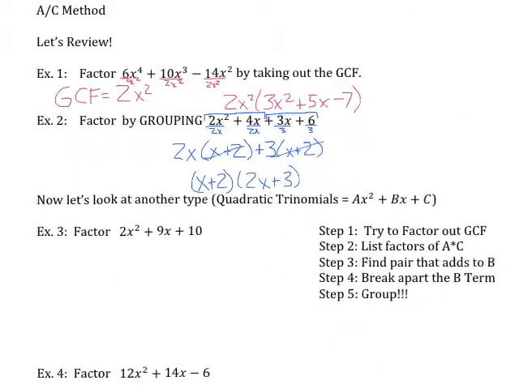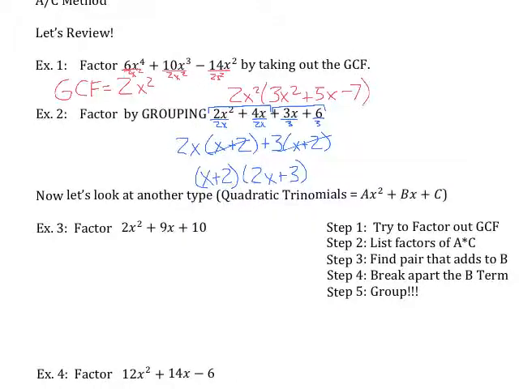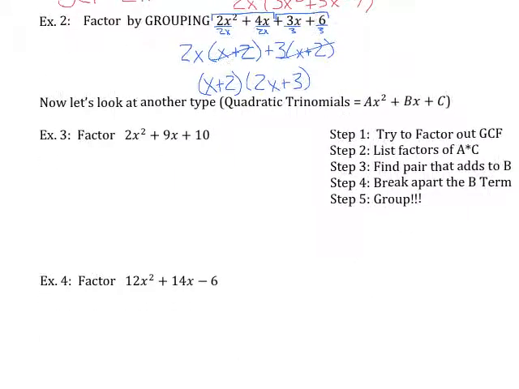So on example 3, this is called the AC method. The reason it's called the AC method is if we look at the standard form of what we're going to be looking at. So we've looked at 4 terms, what to do with 4 terms. Now we're looking at 3 terms. When we have 3 terms, we're always going to look for A and C first. So here it says step 1, try to factor out a GCF. Is there anything that divides out of 2, 9, and 10? There's not. So I can't divide out a GCF, so I'm just going to go to step 2.